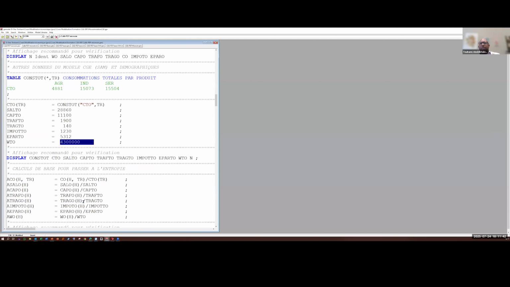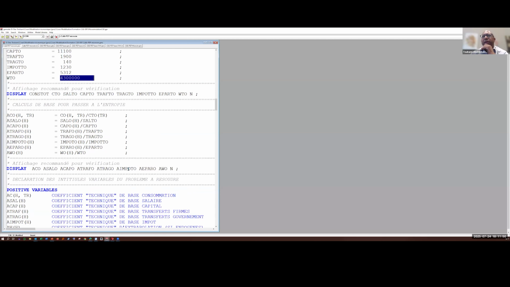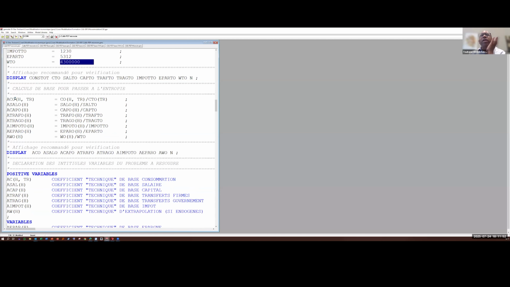So now, I continue. Now, this is the answer for your question, Shahir. Here we have to calculate, because the coefficients, we don't read them. We have to calculate them. Les coefficients observés, on va les calculer. How to calculate that?